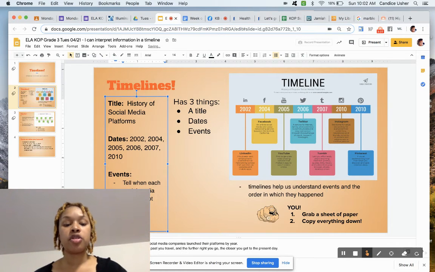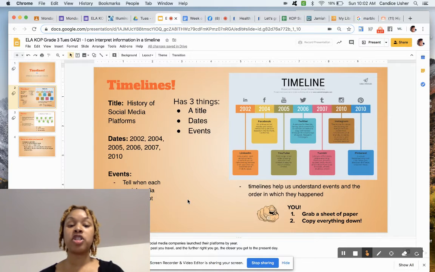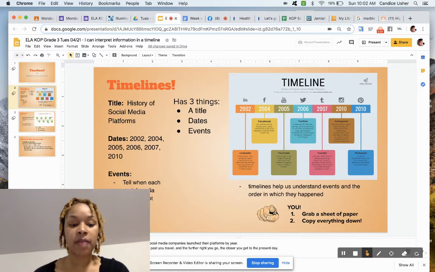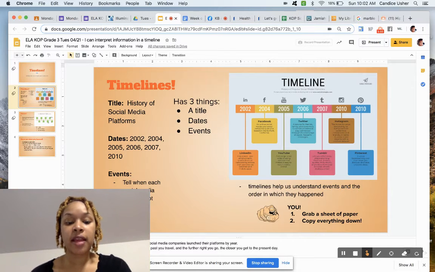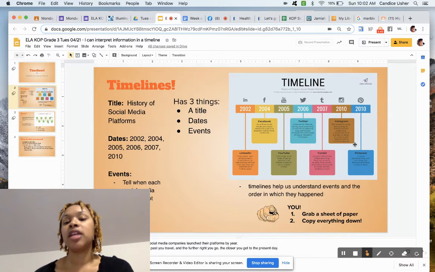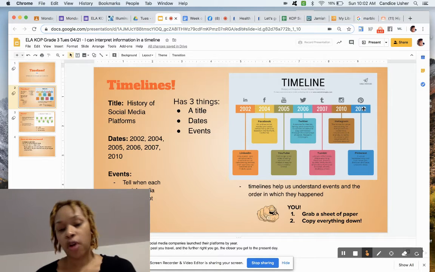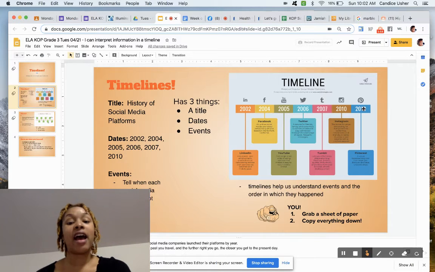All right. So just looking at this timeline and trying to understand what type of information it gives us, we can do that by looking at those three things that are on the timeline. So this is a timeline that outlines when different social media companies launch their platform by year. And we know that by looking at the boxes and the years that are on the timeline. So the further left you go, the further in the past you travel. And then the further right you go, the closer it is to now.